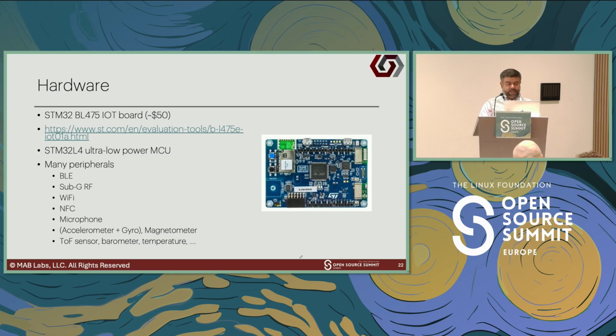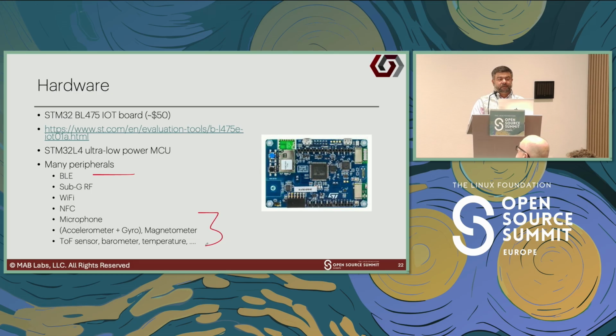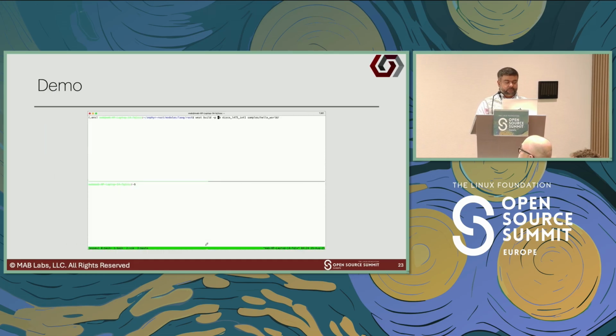So let's see a quick demo of Hello World in Rust on Zephyr. This is a board that I really like to use. It has a whole slew of things, and it's only $50. I think on DigiKey this morning I saw it for about 45 euros. So I think it's pretty cheap for what it can do. It has a low power MCU, BLE, Wi-Fi. It also has sub-gig RF, which is pretty neat, NFC, and like I said, a bunch of sensors. I like to use this board for a lot of the Zephyr things that I do.